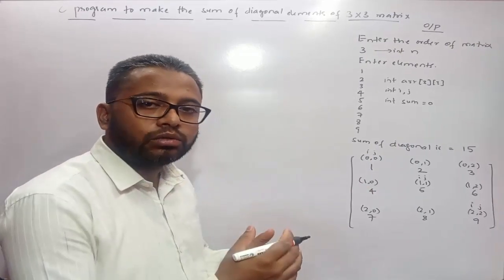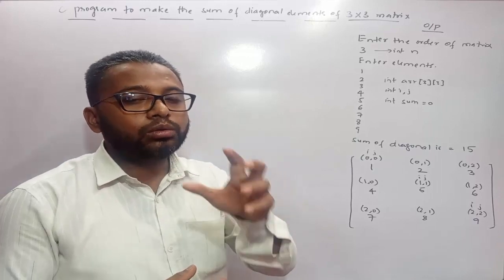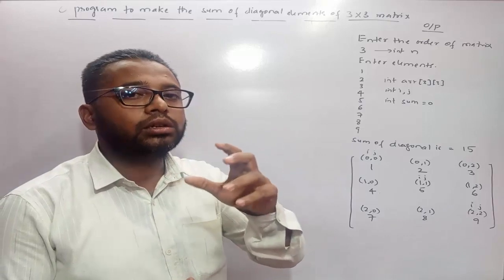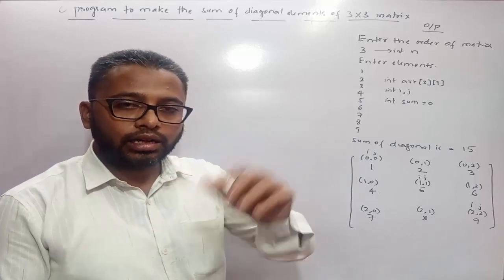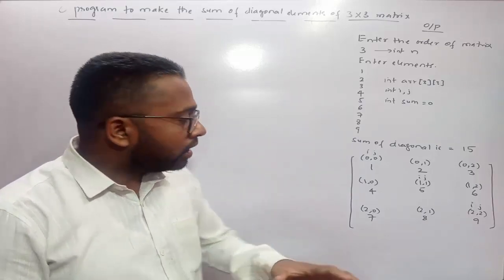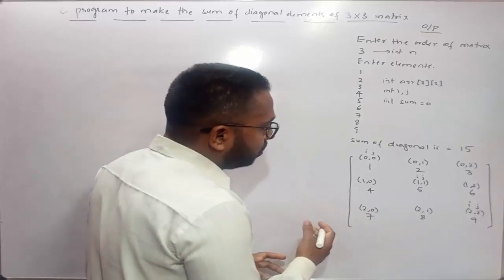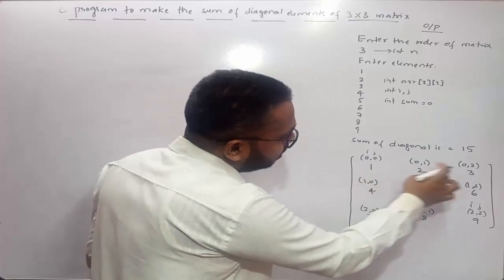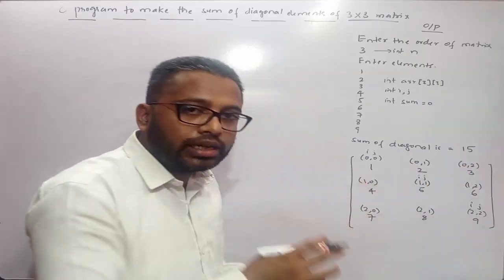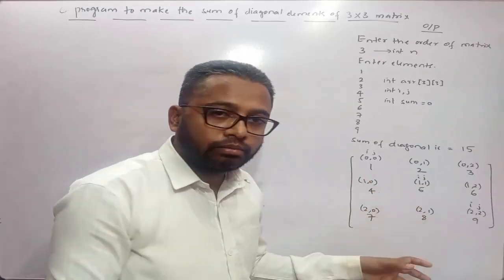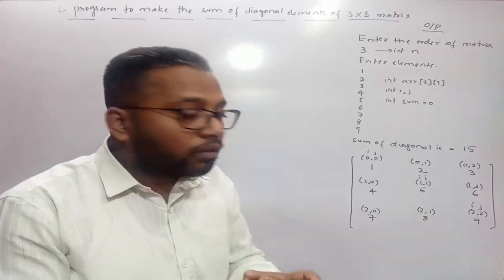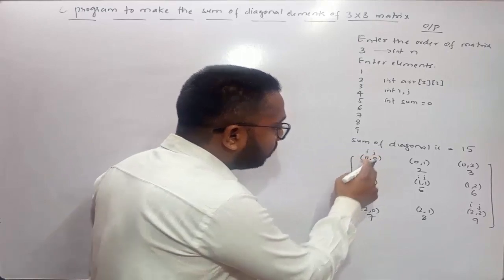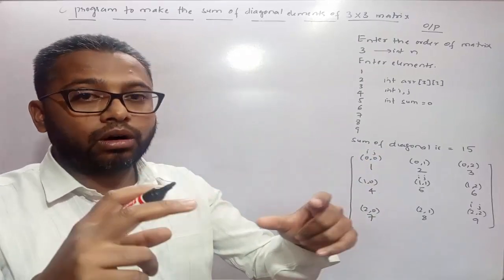Whenever we write the program, we'll be using two for loops, an outer for loop and an inner for loop. The outer for loop is the i loop and the inner for loop is the j loop. So first we start with the first element, then move on to the second, and then the third. Like this we need to visit each and every item of this matrix, and while visiting we need to check whether the index of i and index of j is same or not.